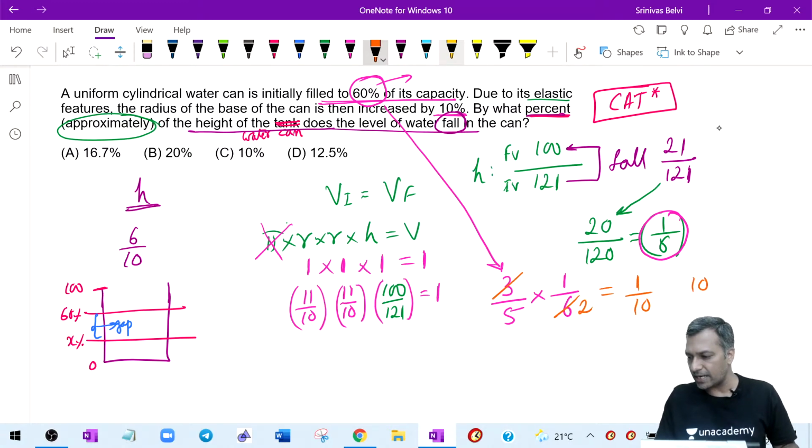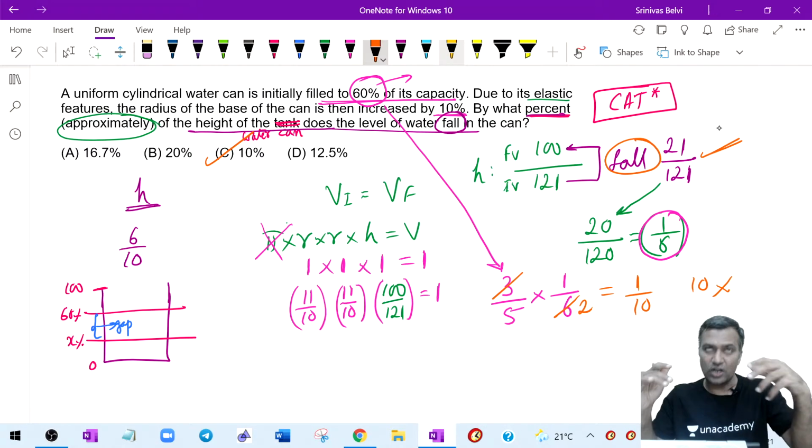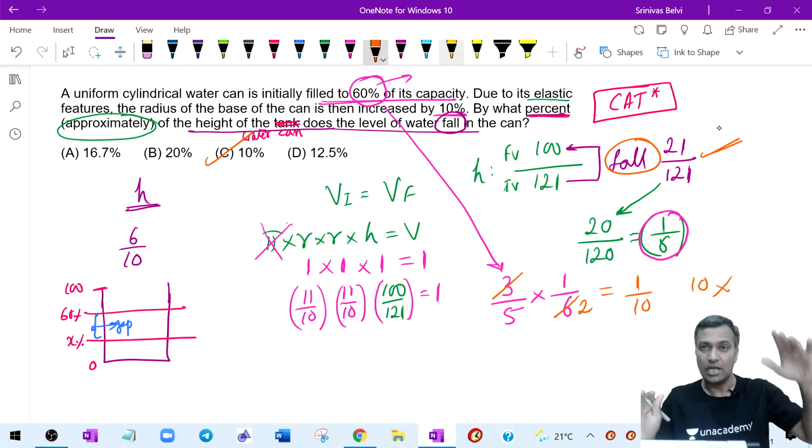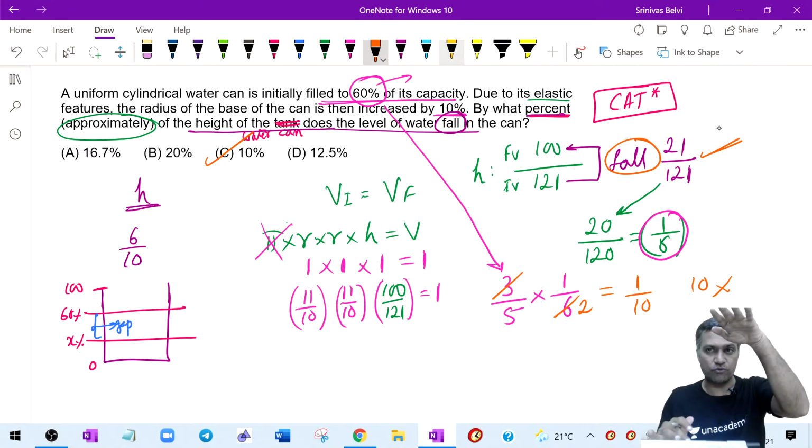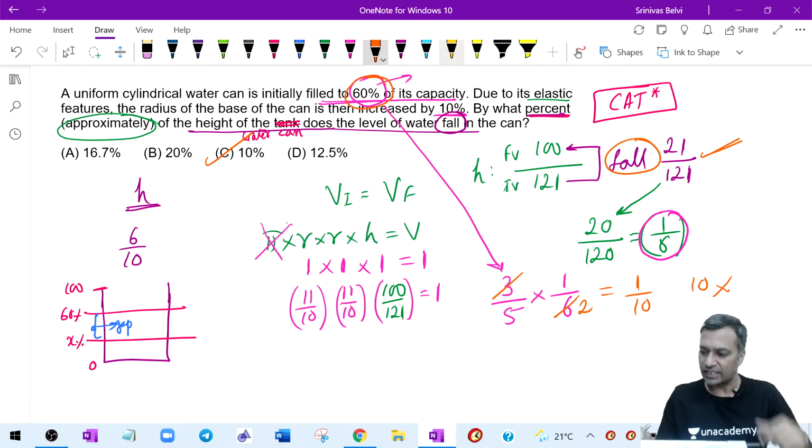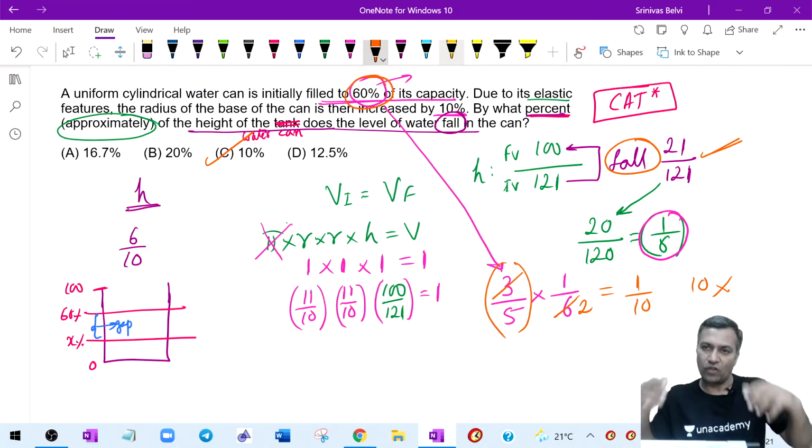What is the meaning of 1 by 10? Approximately 10%, which is your answer. See, you found the fall. Fine. But is this fall on the total? No, it's not on the total because it was not to the full. It was at 60% only. Therefore, calculate what is the fall on this.